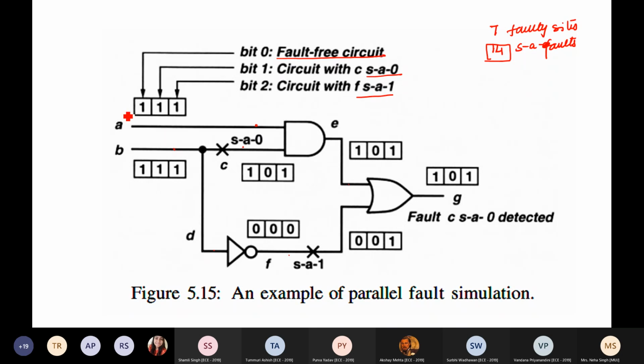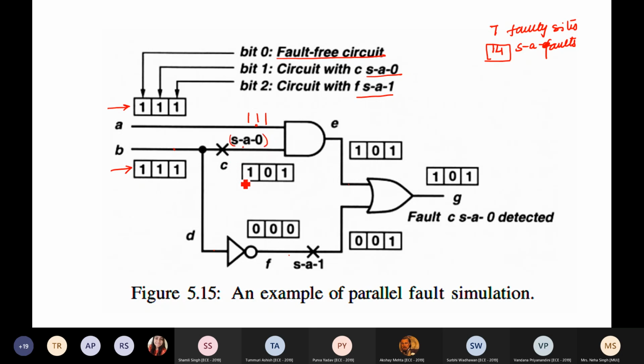Fine. Input हमने दिया 1 1 1 at A and B. We need to check what happens at output if the faults are detected or not. So pass this 1 1 1 to the input of this AND gate as it is. This is a fan out. So the input at B is 1 1 1, but C gets an error stuck at 0.